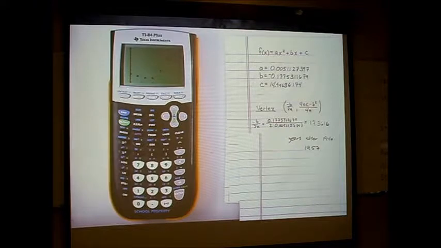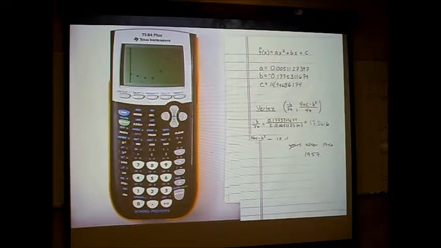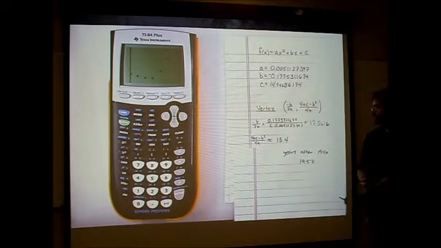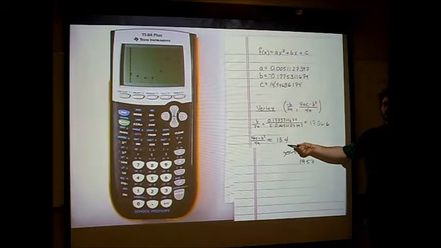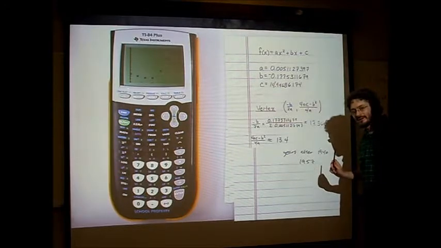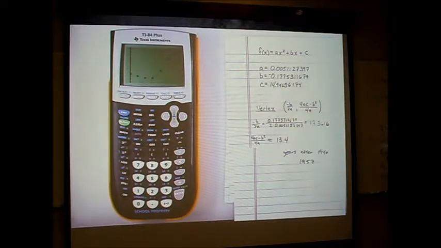Take off a few months. So we take this value and plug it in. We're going to get approximately 13.4. 13.4 is going to be the worst for your average miles per gallon. And that's going to occur in 1957.